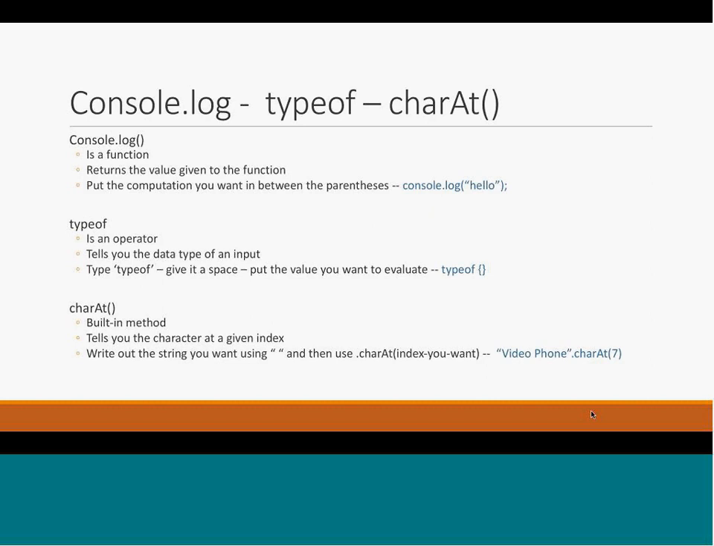Let's count it out. So character at starts, remembering that strings are zero-indexed. So V is 0, Y is 1, D is 2, E is 3, 4, 5, 6, 7, this is H. Does that make sense? Again, strings are zero-indexed. It's not like our natural counting, so you have to remember that.